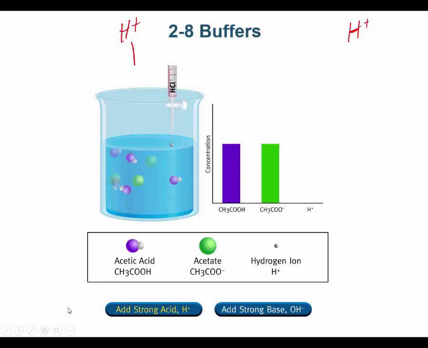Only hydrogen ions, H+, from the hydrochloric acid are shown entering the solution. Chloride is not shown because it is a spectator ion. It does not participate in the reaction. The strong acid H+ reacts with the base component of the buffer, acetate, CH3COO-, producing the acid component of the buffer, acetic acid, CH3COOH. The buffer has resisted a change in pH by removing strong acid, H+, from the solution.